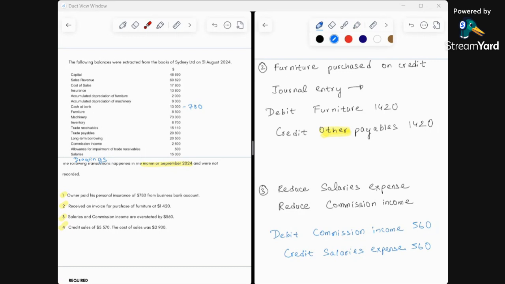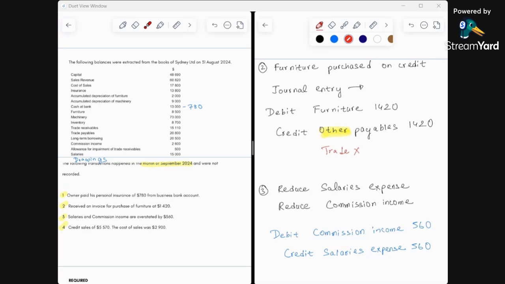Trade payables are the credit suppliers of the business. These are the suppliers or the people from whom we buy inventory on credit, and that inventory is what we resell later at a profit. So we haven't purchased inventory in this case. So that's why we cannot use the word trade, all right?